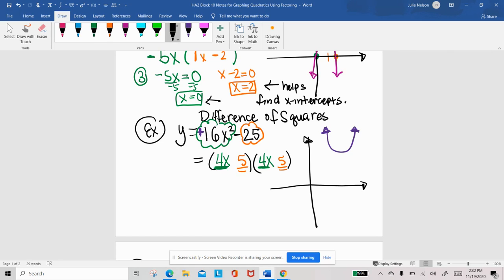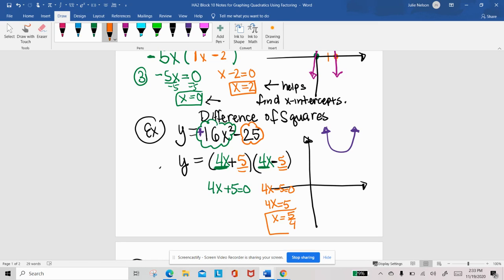And one sign is always positive and one sign is always negative. Now that I factor this, the next thing I want to do is set my factors equal to 0. So I'm going to set 4x plus 5 equal to 0, and I'm going to set 4x minus 5 equal to 0. The reason why I'm setting my factors equal to 0 and then solving is because I would like to know where it crosses the x-axis.